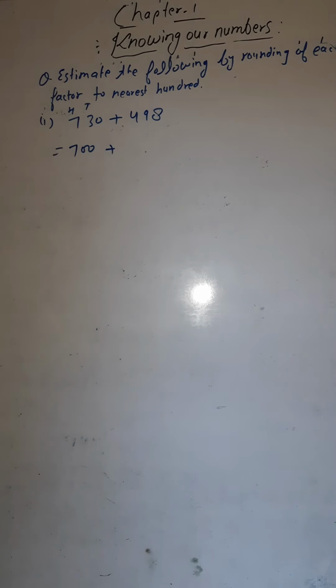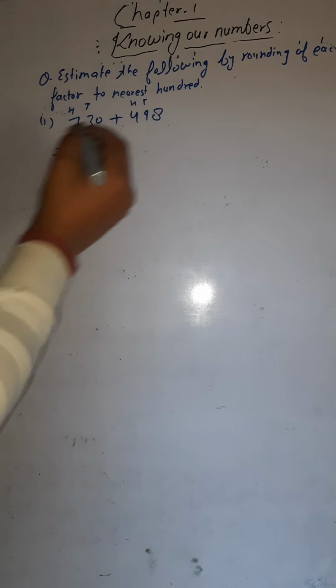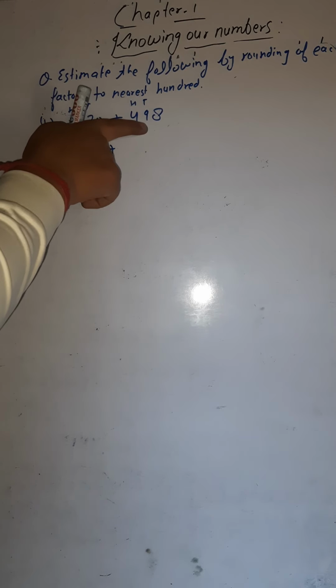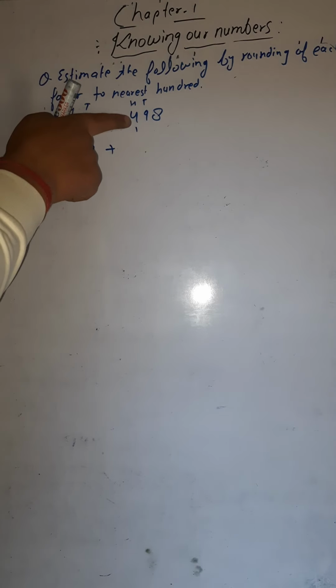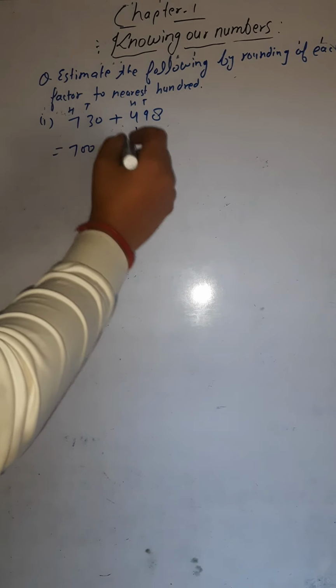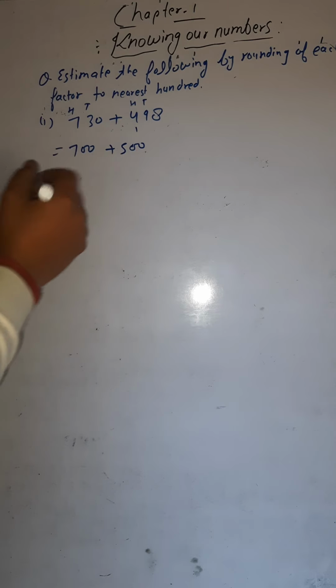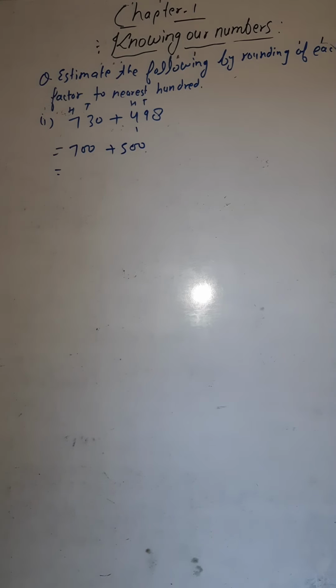Now round it off to its nearest hundreds. This is the hundreds place, this is the tens place. At the tens place the number is more than 5. If it is more than 5, then you have to add 1 here. So the answer would be 4 plus 1 is 5. And in place of tens and ones, you would write 0. So this is how you would round these numbers to the nearest hundreds.